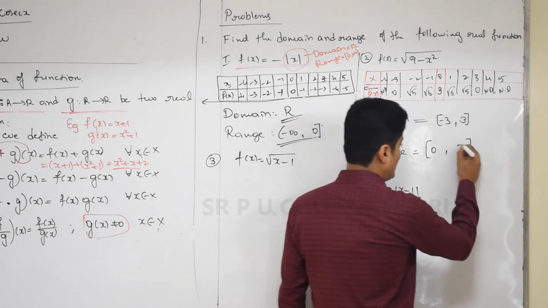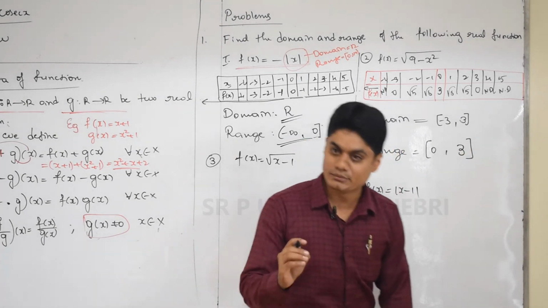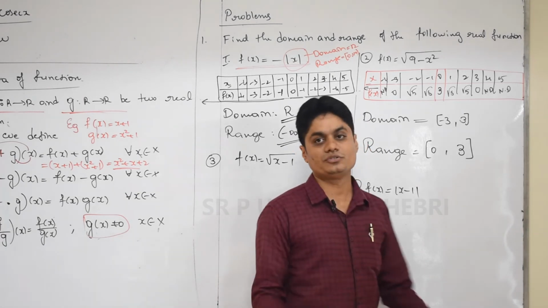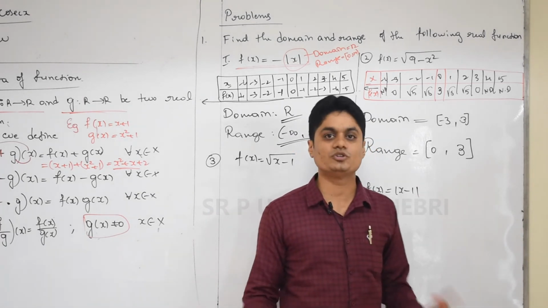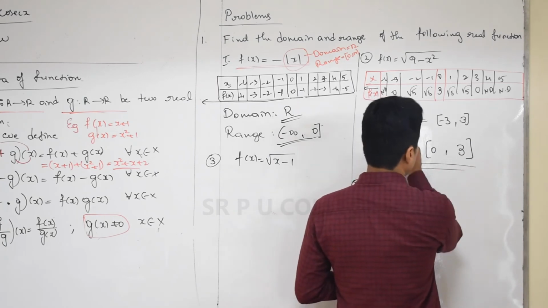So the maximum value is 3. So minimum value is 0, maximum value is 3. So range is between 0 to 3. That's it, over. The question did not mention which method to follow.